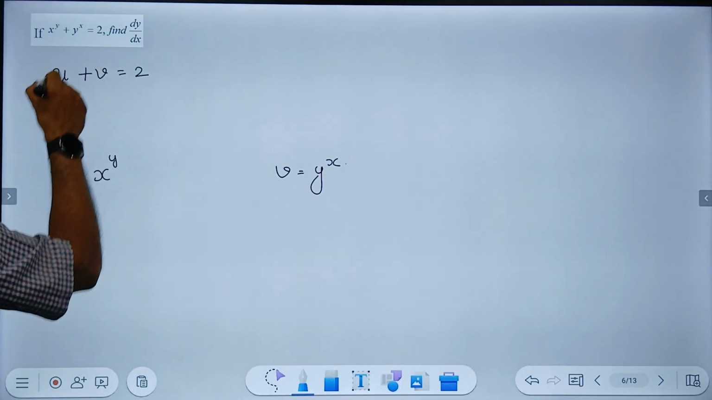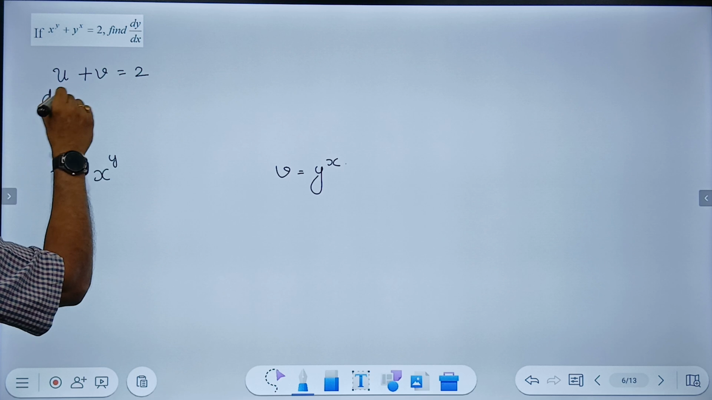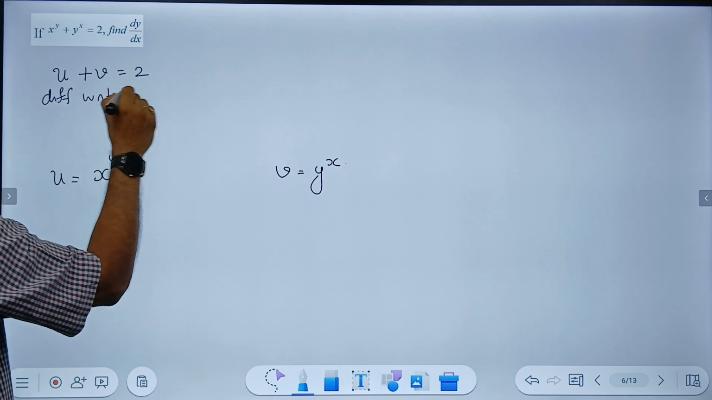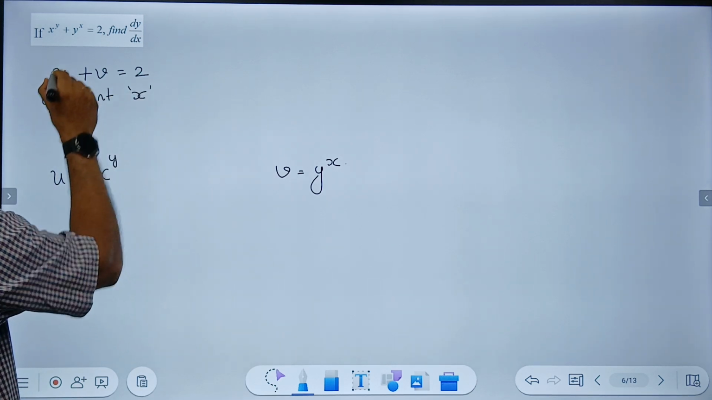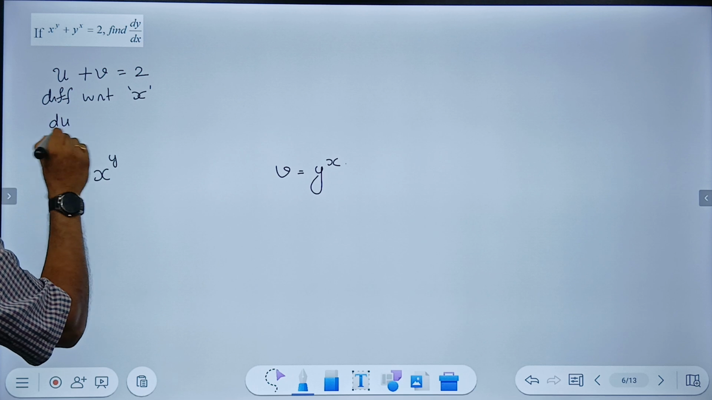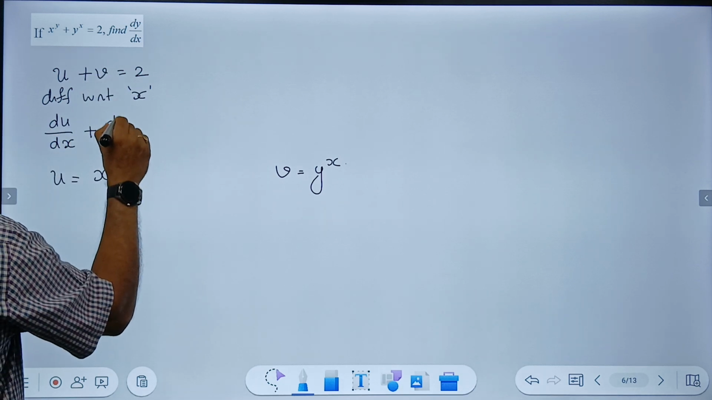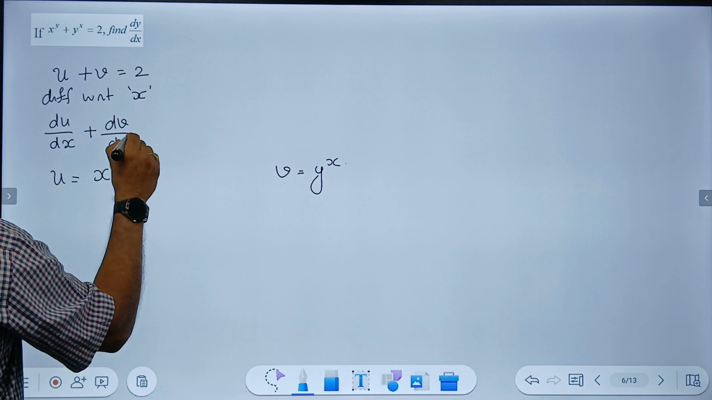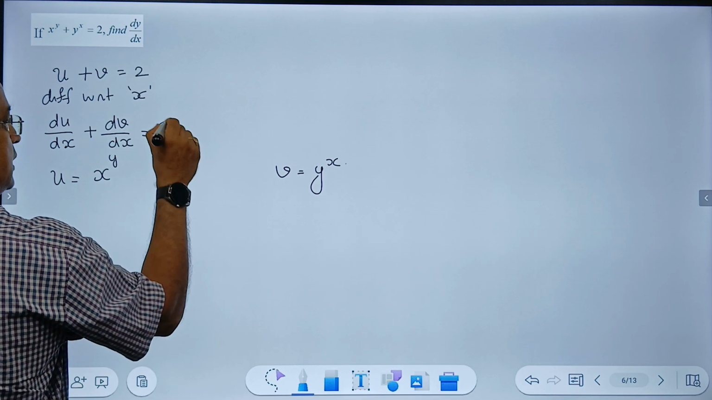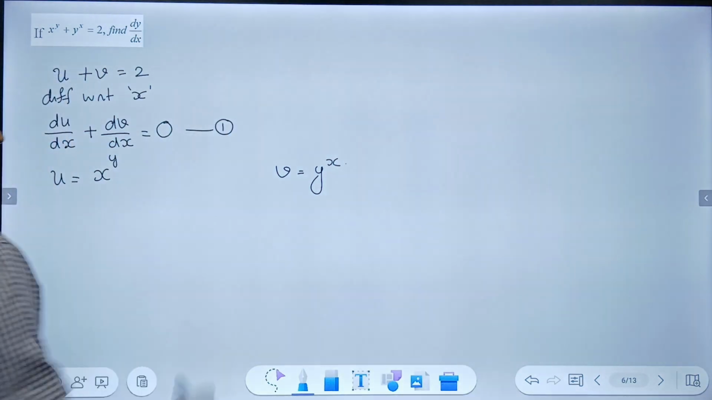Now I go back here. Differentiate with respect to x. What is the differentiation of u? It will be du/dx. What is the differentiation of v? dv/dx. What is the differentiation of a constant? It will be 0. Call this equation 1.